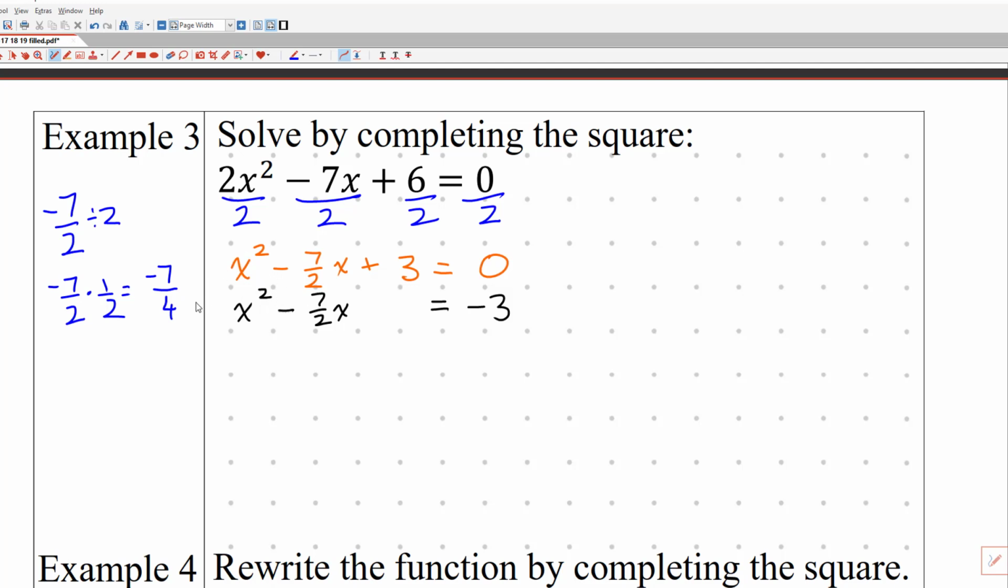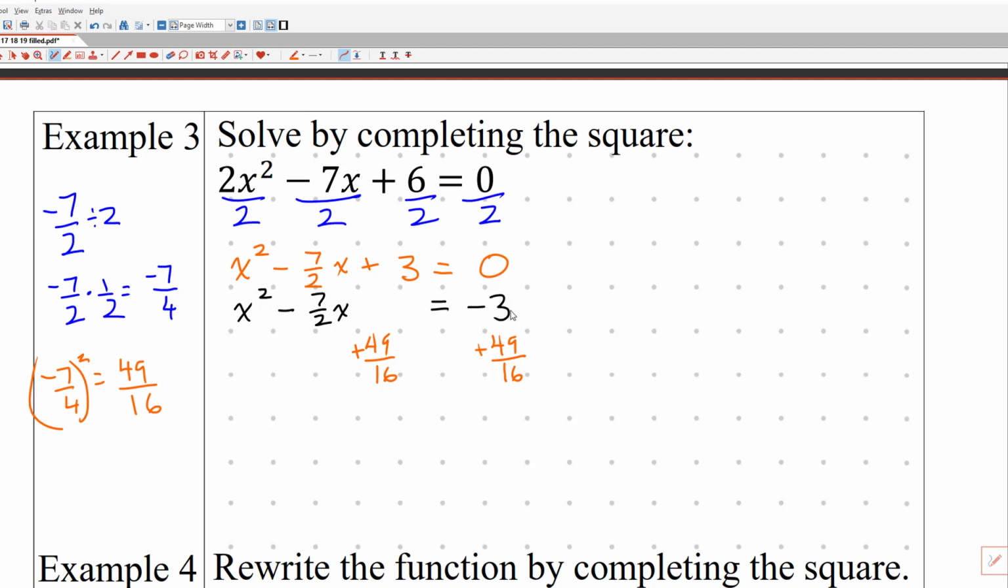And then I'm going to square that. So -7/4 squared means I'm going to square the top: 7 times 7 is 49. It's positive because everything squared is positive. And 4 times 4 is 16. So this is the term I'm going to be adding to both sides. So I'm going to add 49/16 to both sides, and that completes the square.